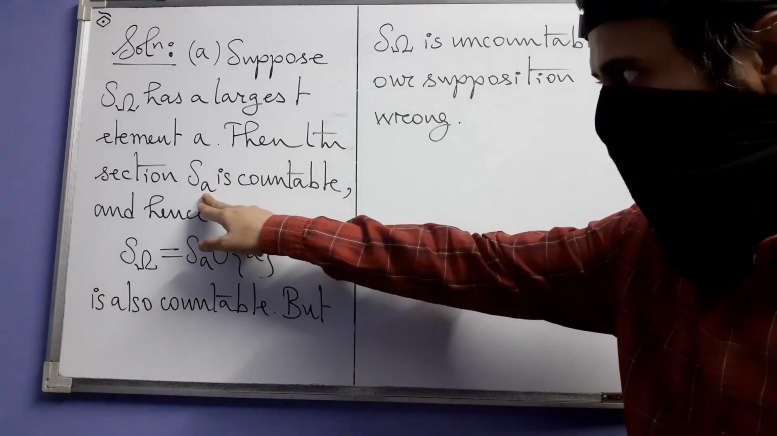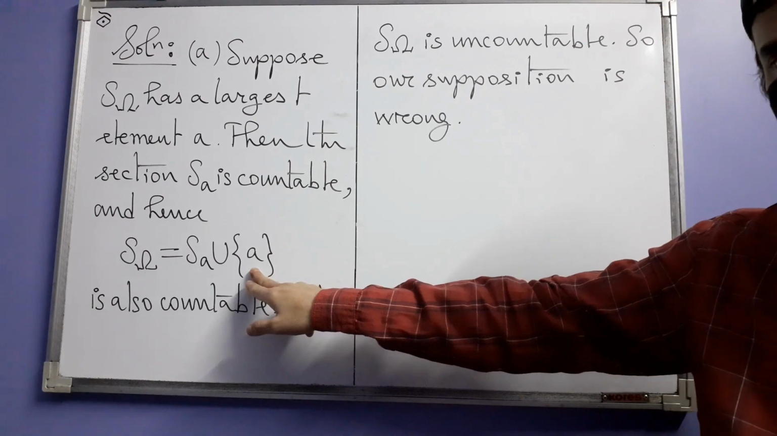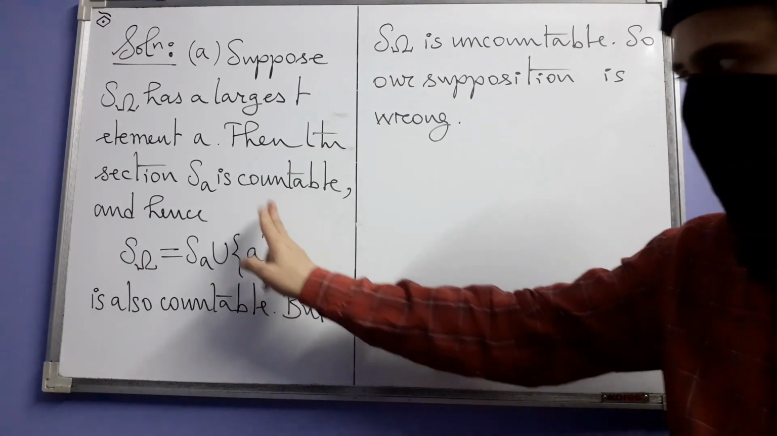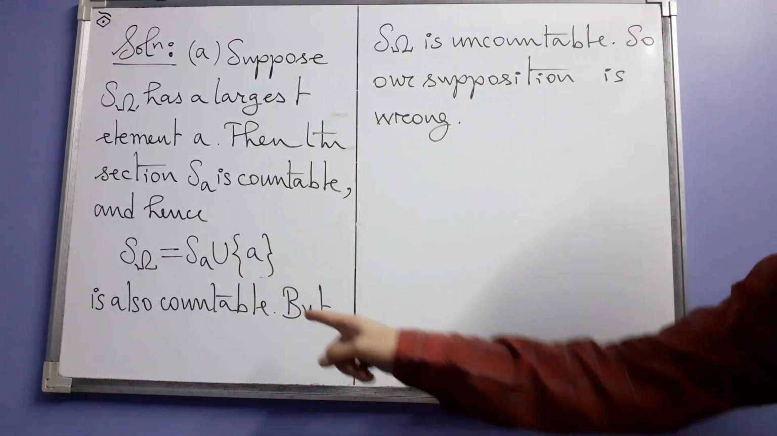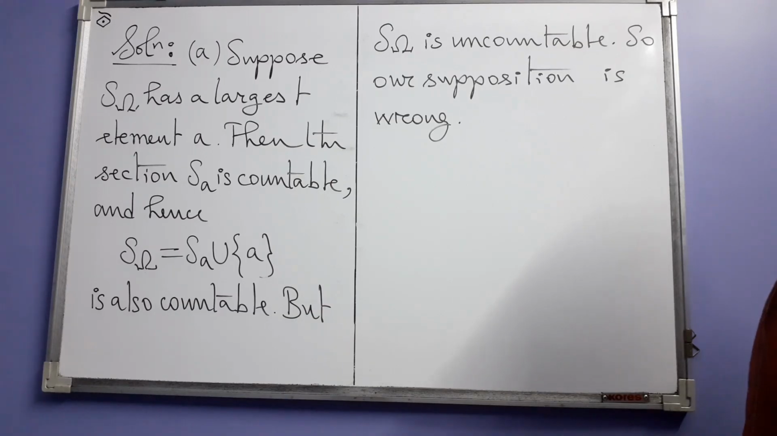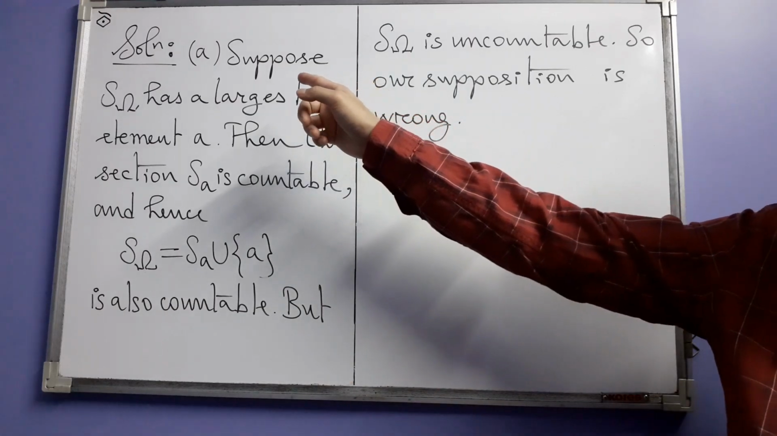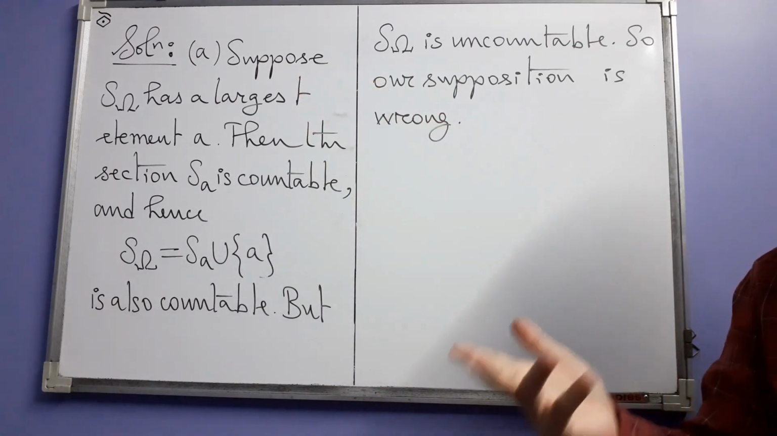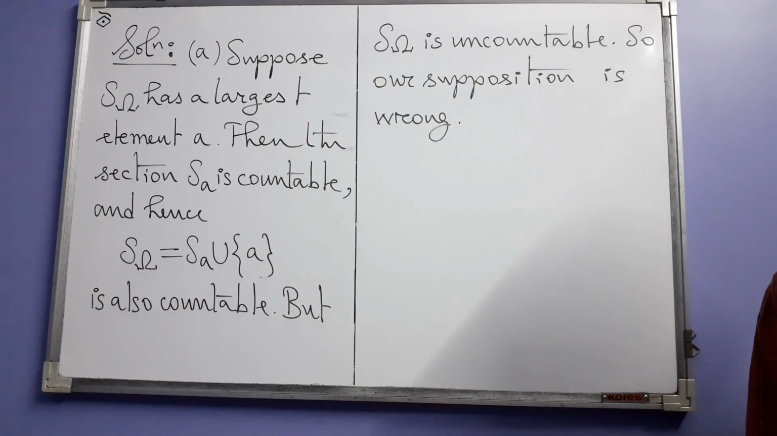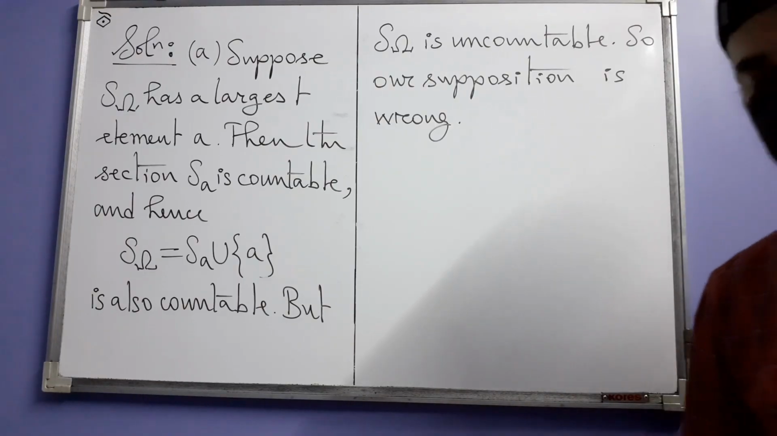But if SA is countable, then the singleton is finite and hence countable. So the union would also be countable, that means S omega is countable. However, we know that S omega is uncountable. So this is the contradiction, which means that our supposition is wrong. So that is why S omega cannot have a largest element. Next, let's see B.